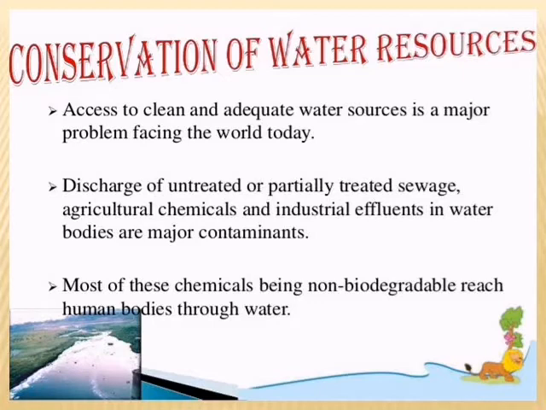Discharge of untreated or partially treated sewage, agricultural chemicals, and industrial effluents in water bodies are major contaminants. They pollute water with nitrates, metals, and pesticides. Most of these chemicals, being non-biodegradable, reach human bodies through water. Water pollution can be controlled by treating these effluents suitably before releasing them in water bodies.